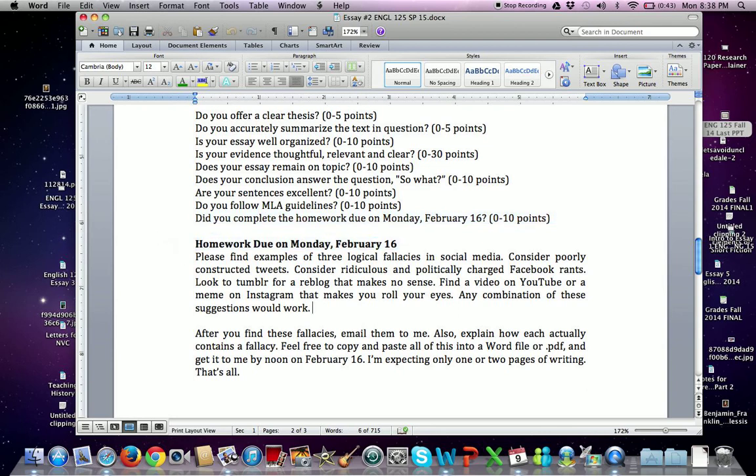So you're going to find 3 logical fallacies in social media. Look to tweets, Facebook, Tumblr, Vine, YouTube, Instagram. Find a piece of writing or someone talking and reveal how it is built on a fallacy. They're all over. They are all over. Just look for a 16-year-old commenting on a social issue, and you'll see it. Okay. And any combination of these options could work, and there are others.